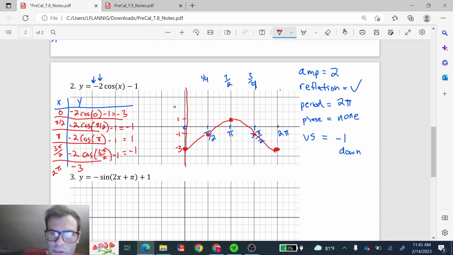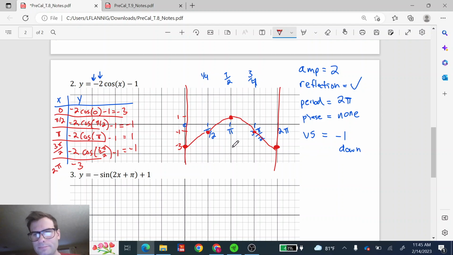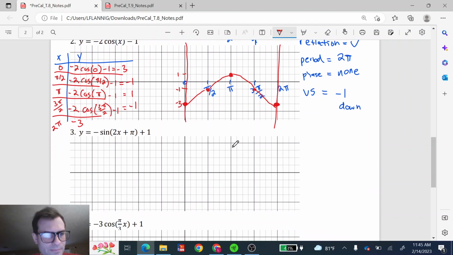And if you wanted to draw more than this, you could just copy this exact shape over and over again. I'm not going to do that here, but if you were going to draw more than one period, you would just copy it on each other section. So this is a cosine function looking like this. As we can see, it shifted 1 down from where it's supposed to be. So that's pretty interesting. Cool. The period is 2 pi. Let's do the next one.